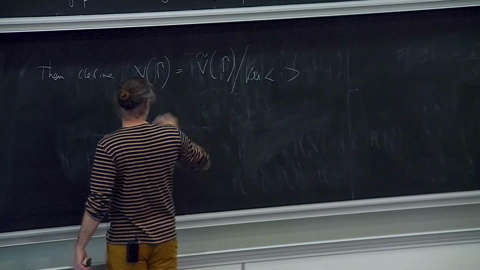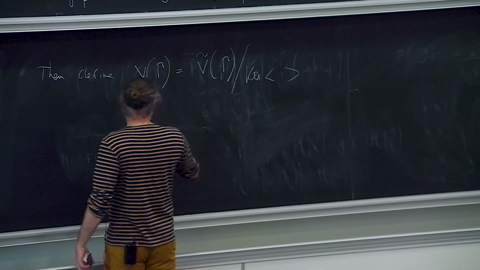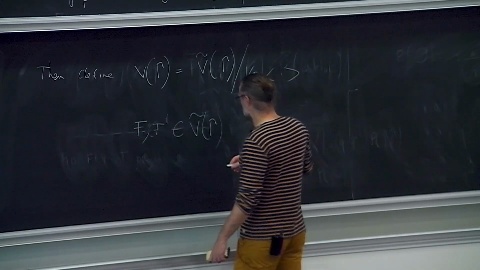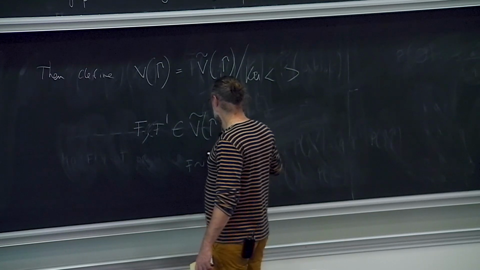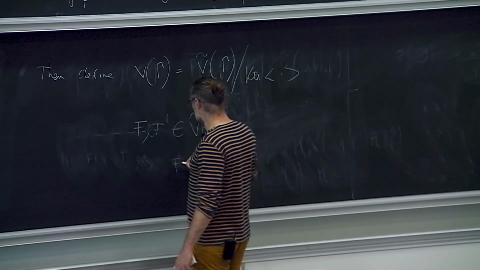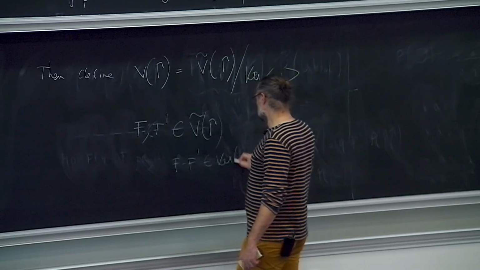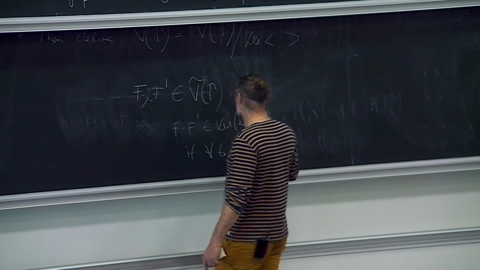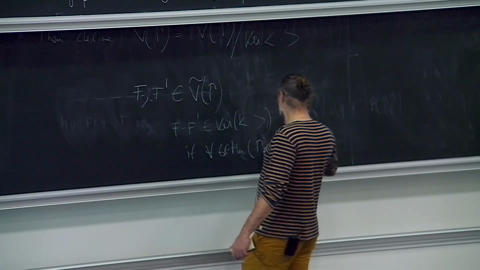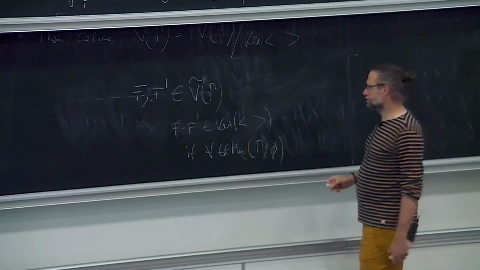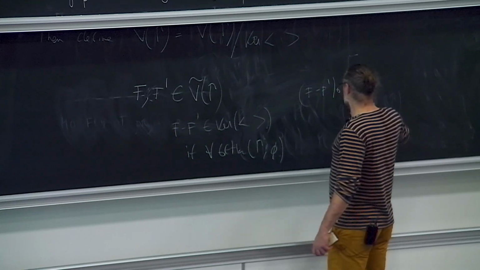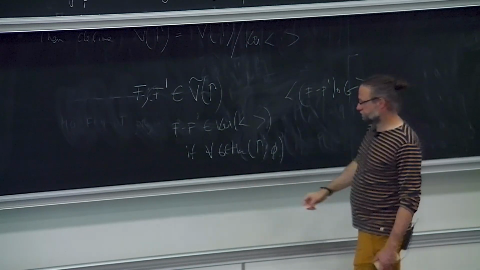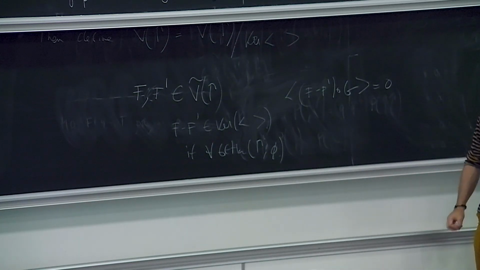For any f and f prime inside V gamma, f minus f prime would be in the kernel of the pairing if for all G, a homomorphism from gamma into empty, f minus f prime composed with G evaluated is 0. Other questions?